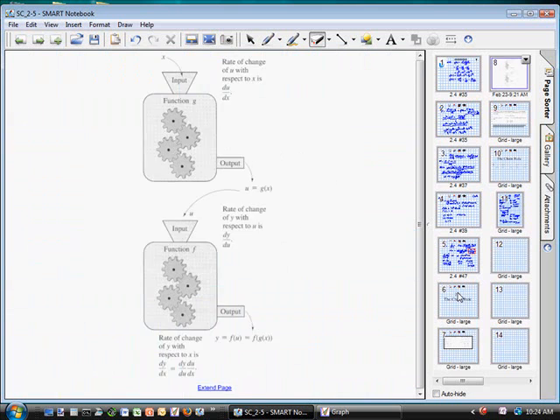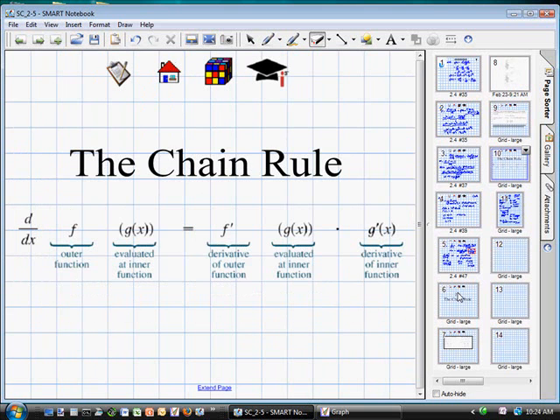Now I'm going to skip ahead here. This, I think, is the best description of the chain rule. Here's pretty much how it works. If you want to take the derivative of a composite function, take the derivative of the outer function and multiply it by the derivative of the inner. So there it is in words.